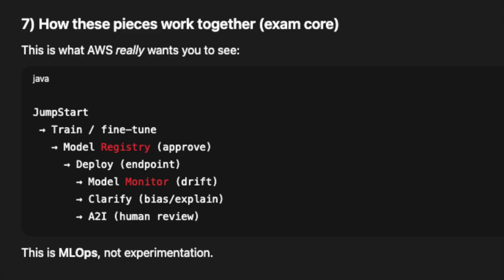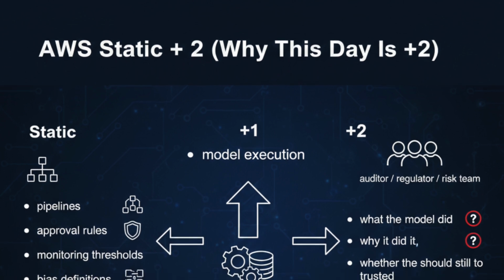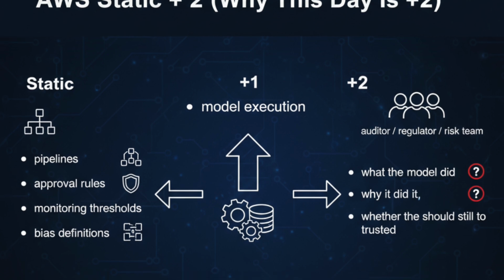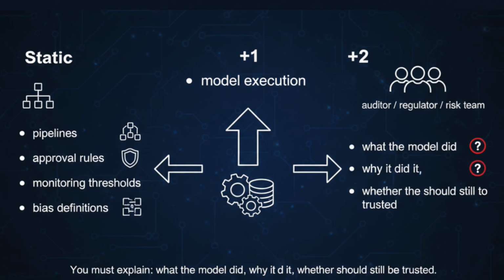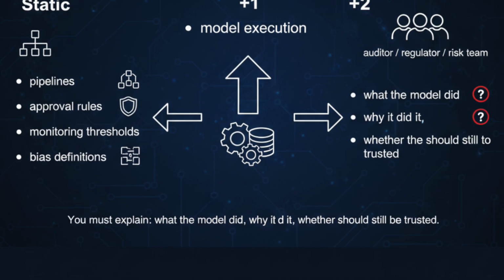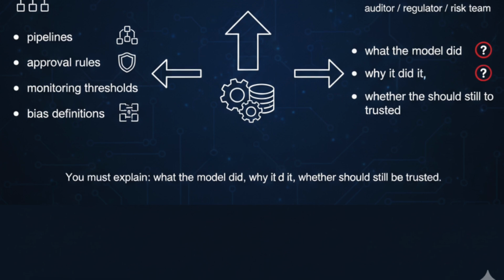7, how these pieces work together, exam core. This is what AWS really wants you to see. This is MLOps, not experimentation. 8, AWS static plus two. Why this day is plus two. Static: pipelines, approval rules, monitoring thresholds, bias definitions. Plus one: model execution. Plus two: auditor, regulator, risk team. You must explain what the model did, why it did it, and whether it should still be trusted.